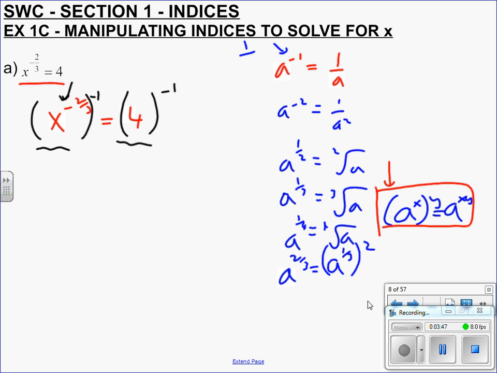So can you see, using this law that we've talked about so often now, this is the same as the powers timesing each other. So minus 2 over 3 times by minus 1 is 2 by 3, and 4 to the power of minus 1 is 1 over 4. Okay, there's some kind of Bermuda triangle in this part of the board, sorry. There is a 4, okay?